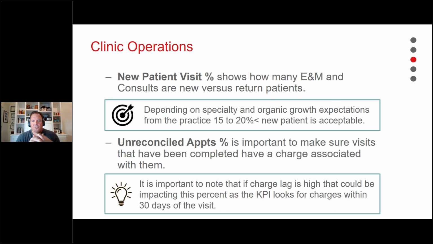So let's look at new patient visit as a percentage of total. I tried to throw a benchmark out here, but it really depends on what you're looking at in your practice. If you're a high growth specialty with lots of competition, then you may be looking at trying to do 15, 20% or more new patients, right? If you're established and not in a competitive environment, maybe it's less than that. But the bottom line is you do want to know what percentage of new patient business.